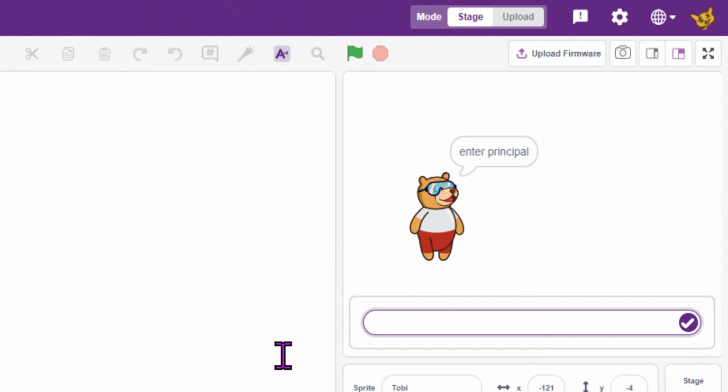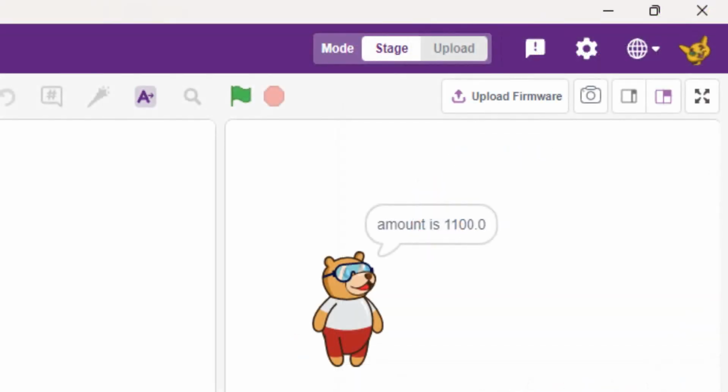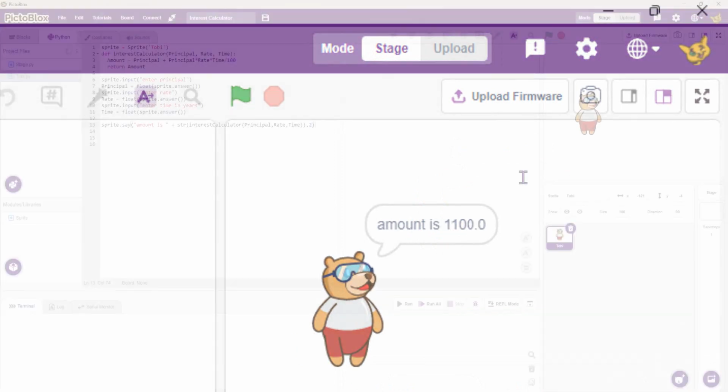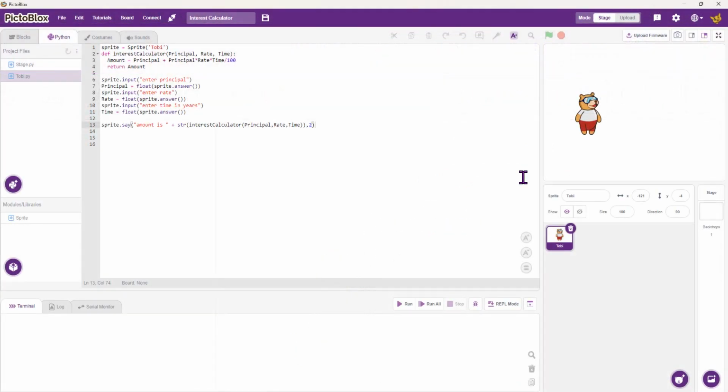Toby says, enter the principal, $1,000. Enter the rate. Oh, bad rates today, 10. How long are you going to borrow it for, Dave? 1 year. You're going to pay $100. And that's the interest rate calculator.